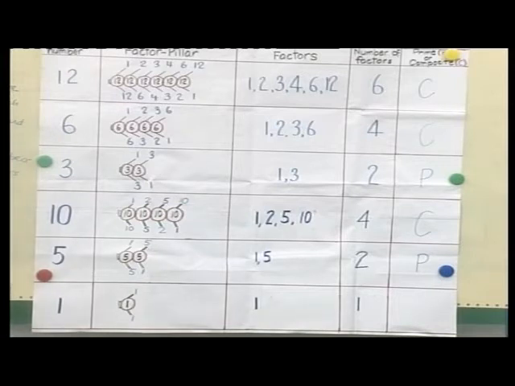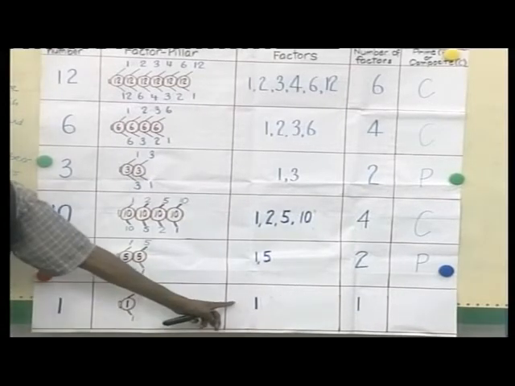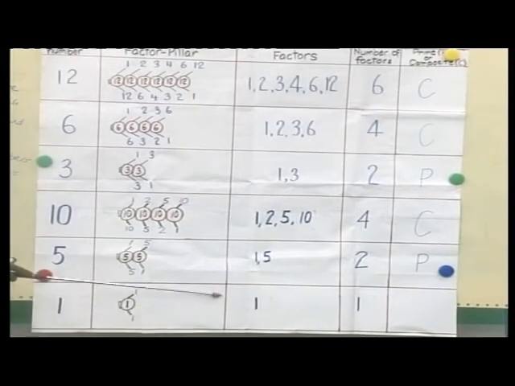I don't think so. Can we say it is a prime number? No. We cannot say it is a prime number because it has only one factor. Can we say it is a composite number? No, we cannot say it is a composite number because it does not have more than 2 factors. Therefore, whole number 1 is not a composite number, and it is not a prime number.